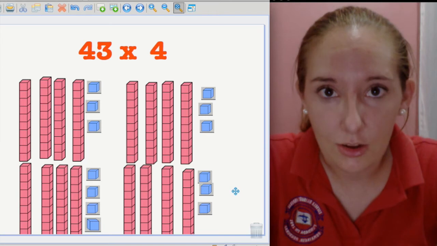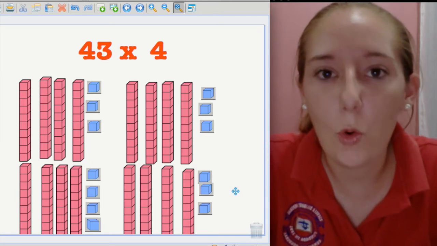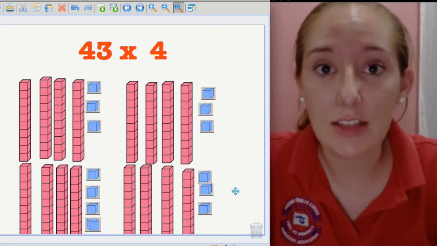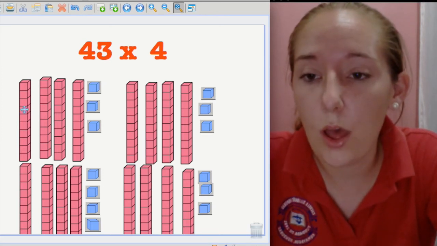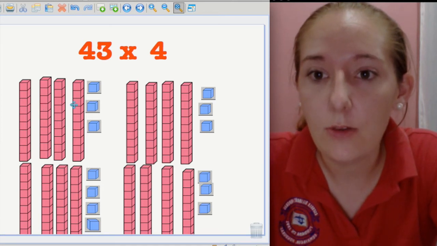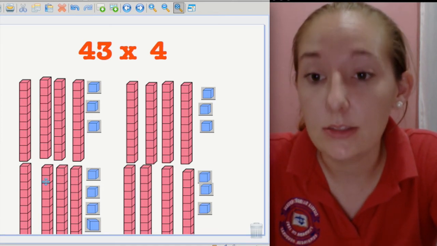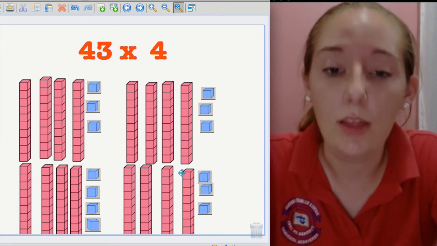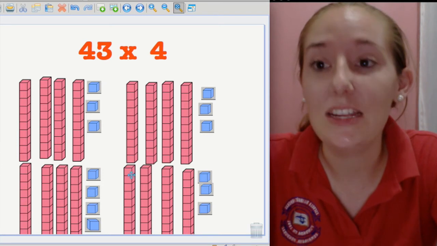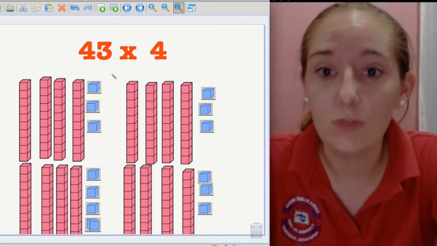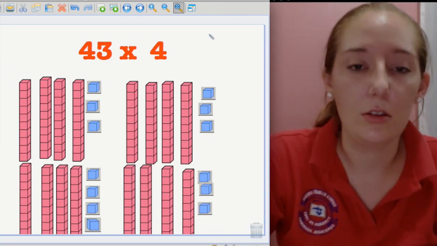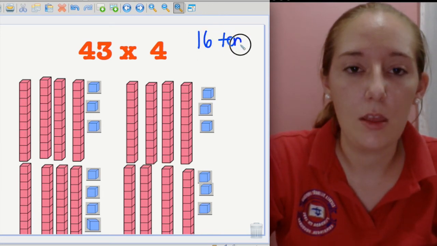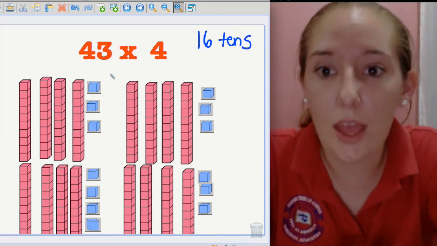Oh. That took a little while, all right? But now we've got our 4 groups of 43. So we are going to take a look at how many tens we have. So let's count. We've got 1, 2, 3, 4, 5, 6, 7, 8, 9, 10, 11, 12, 13, 14, 15, 16 groups of 10. All right, so we're going to write over here 16 tens.